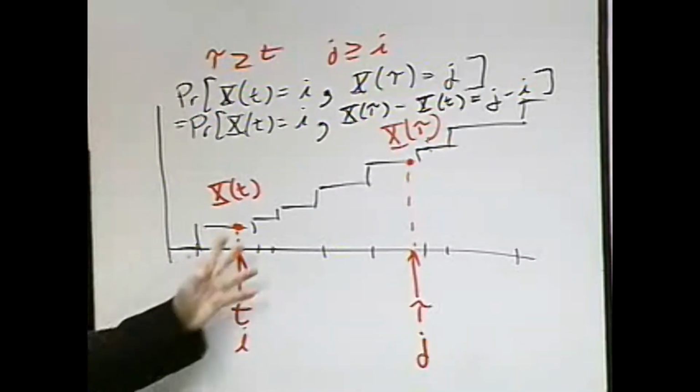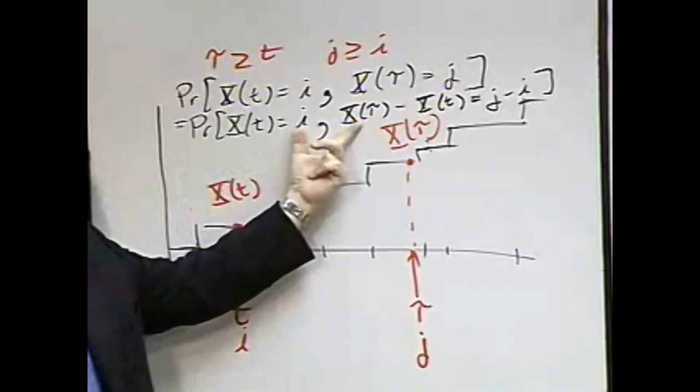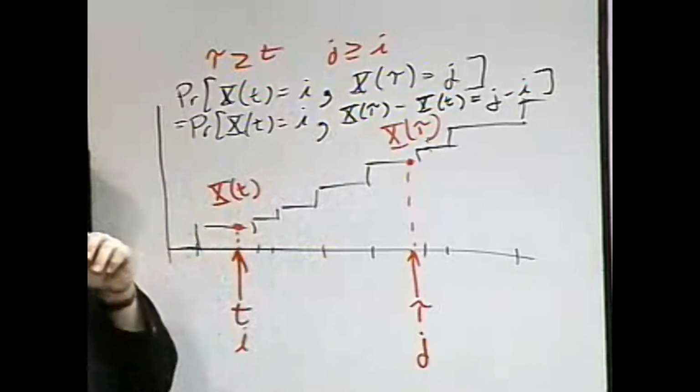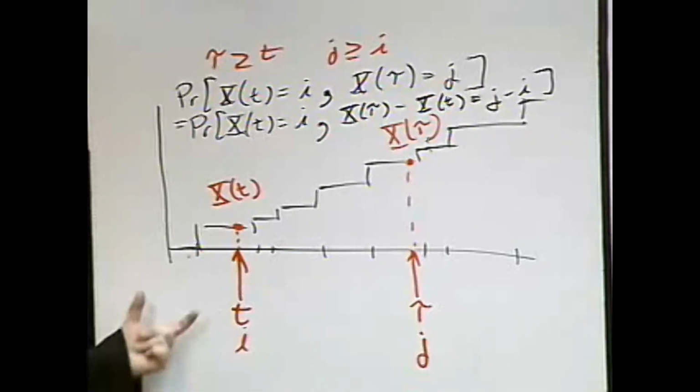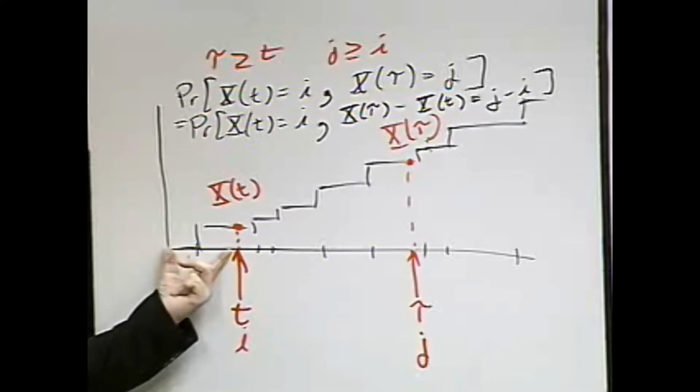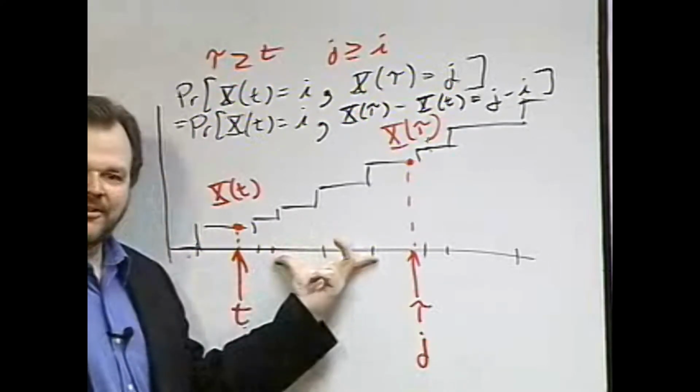Now, can anybody tell me why I like the second expression better than the first? Yes, because I'm looking at the number of occurrences in a time interval, and why is that a neat thing to do? It's a Poisson process again. Yes, but I'm looking for one other word. Independent. The number of points on this interval are totally independent of the number of points on this interval.